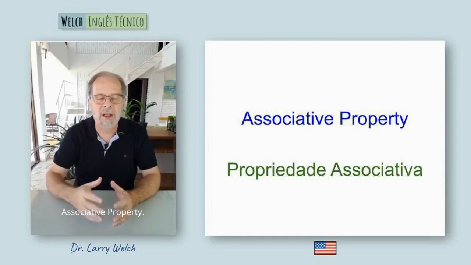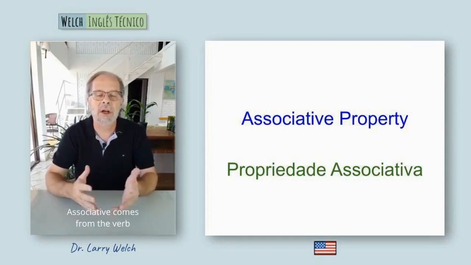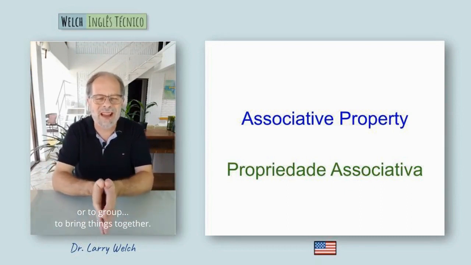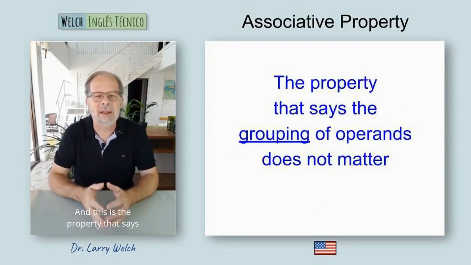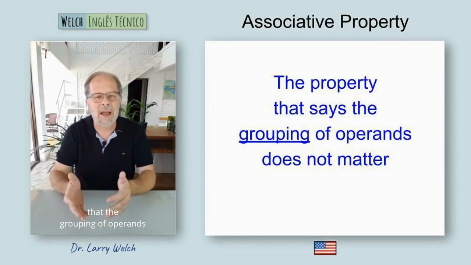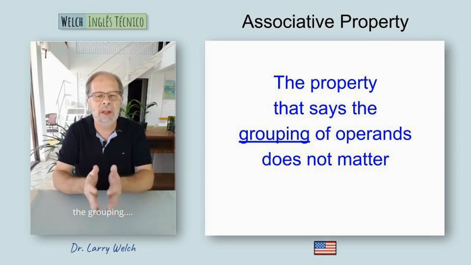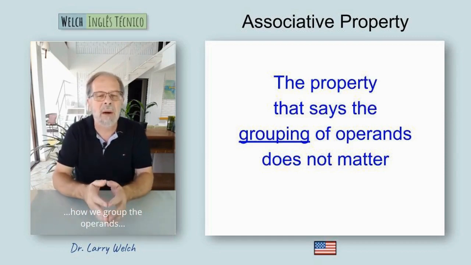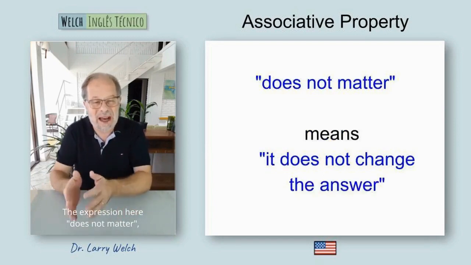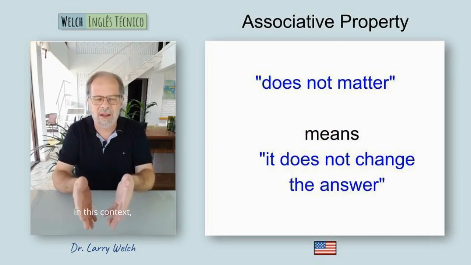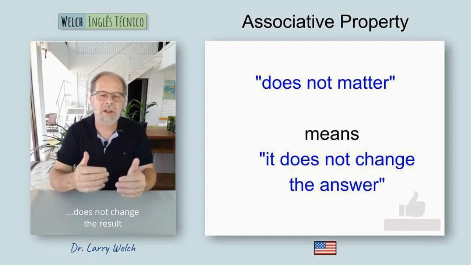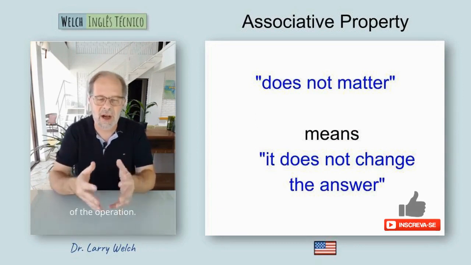The next property we want to look at is the associative property. Associative property. Associative comes from the verb to associate or to group, to bring things together. And this is the property that says that the grouping of operands does not matter. The groupings, how we group the operands, does not matter. The expression here, does not matter, in this context means does not change the answer, does not change the result of the operation.